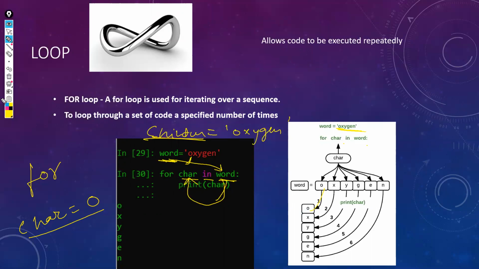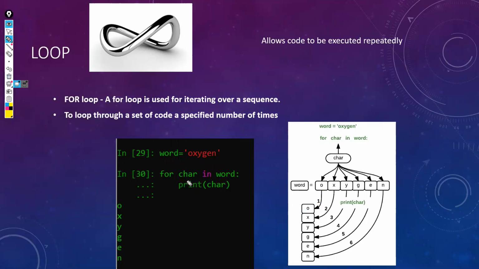Now if I print this char, I will get O. After printing this, it will again go to word, and my word will be updated. Now it will go to X. My X will be stored in character, and when I print character, I will get X. As you can see, I want to iterate through it again and again. For that I have used a for loop in a single line of code. It will go step by step, iterate through each character, and print each character.